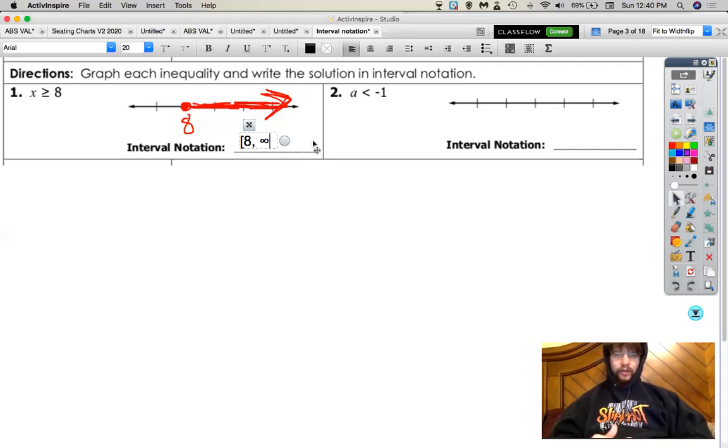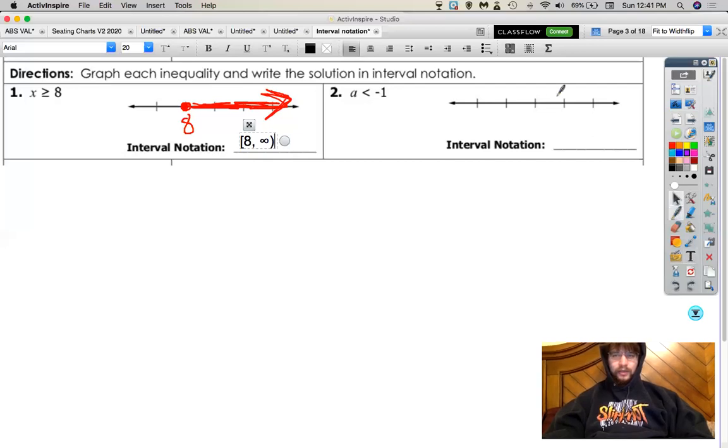So can we include a number that we can't reach? No, we can't. Infinity is always in parentheses, positive or negative infinity, doesn't matter. Can't reach it, it's in parentheses, because you can't include something you can't reach. So this is the interval notation for this set notation right here. So this is including 8 all the way up to infinity, not including. So everything between 8 and infinity, but it includes 8, not infinity.